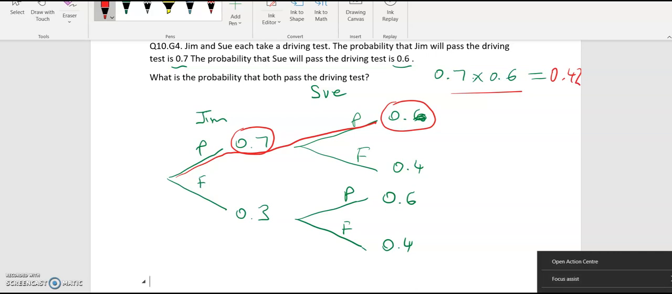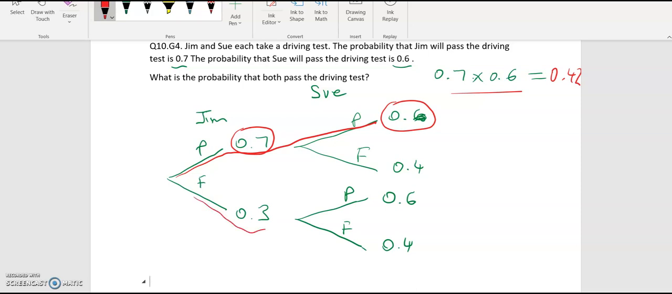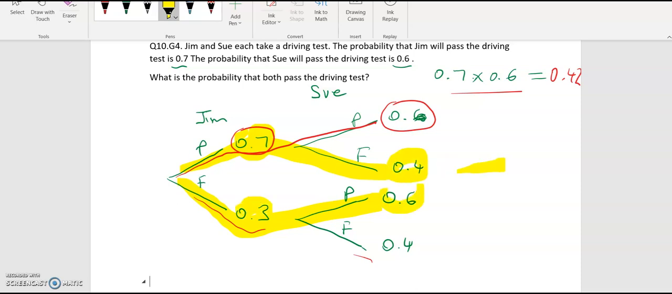The kind of other questions that you could be asked is to work out the probability that both fail, for example. So that would be going through fail and fail, so 0.3 times 0.4. Or the probability of one failing and the other one passing. So that would be fail and pass, or pass and fail. So multiply this across, 0.7 times 0.4, get the answer. 0.3 times 0.6, get the answer, and then add them up together. So these are just some other questions that you could be asked about this specific scenario.